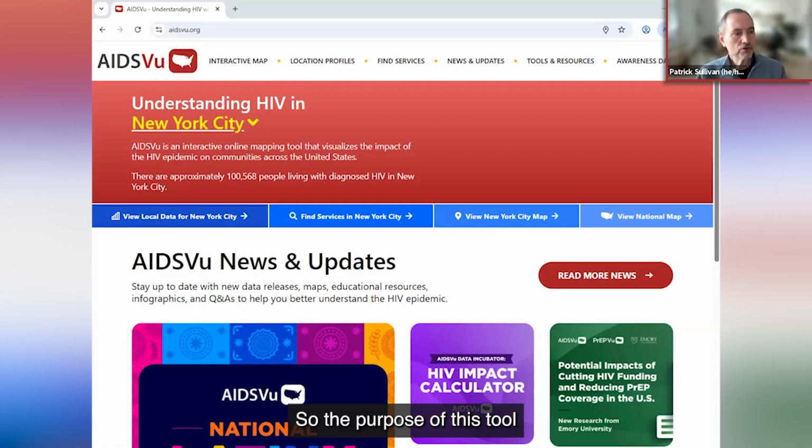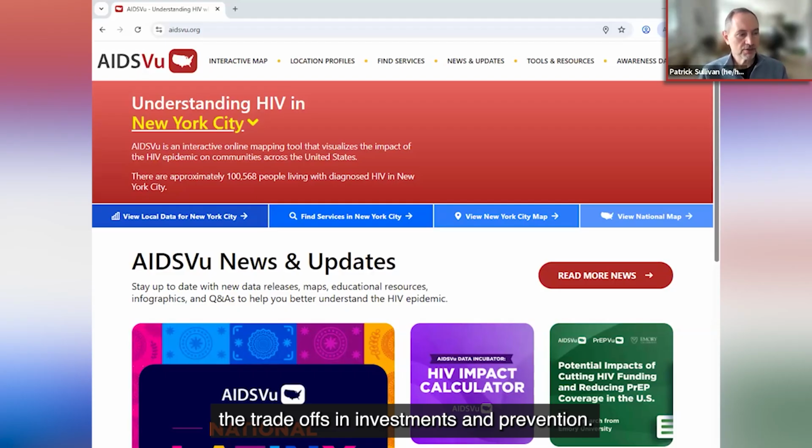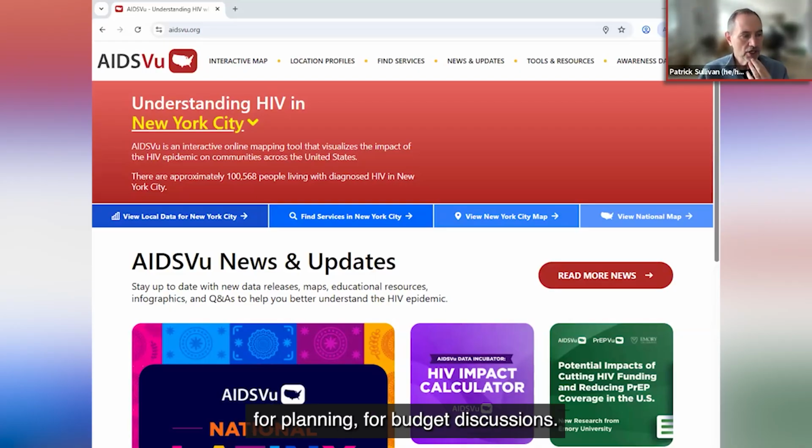So the purpose of this tool is to help make visible the trade-offs in investments in prevention. And the tool is going to let you ask some what-if scenarios about PrEP coverage and viral suppression. And it's going to show you results immediately and let you share the outputs. You can use it for advocacy, for planning, for budget discussions. And so we hope it's a good source of information for you. So let's go to the calculator.